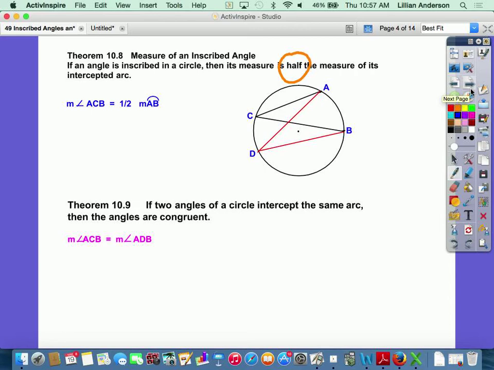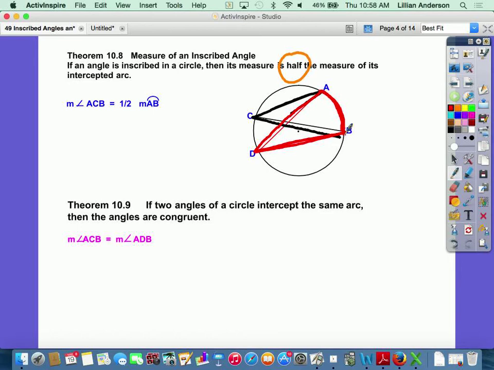So, again, the inscribed angle is half the measure of this intercepted arc. Now, if two angles of a circle intercept the same arc, then their angles are congruent. If you have two angles, you guys see the angle that's in black? You see the angle that's in red? Don't they have the same arc? Yeah. What's the arc? AB. If they have the same arc, then that means the angles are congruent.